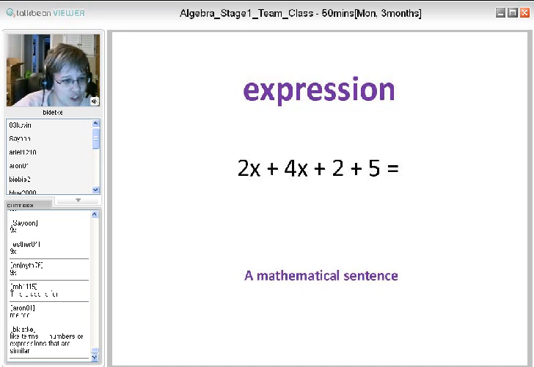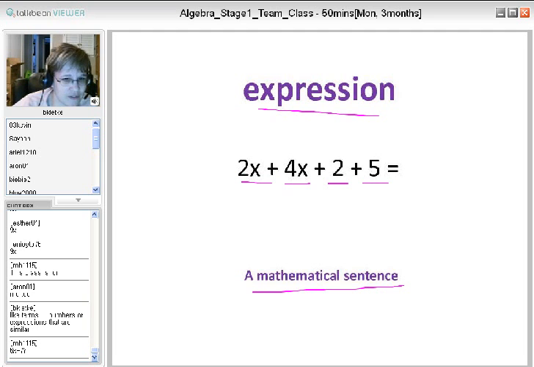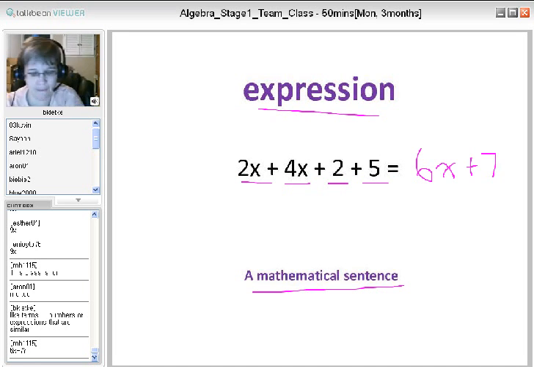Okay, an expression is a mathematical sentence. So 2x plus 4x plus 2 plus 5. That's right. And you can add the like terms to give you 6x plus 7.